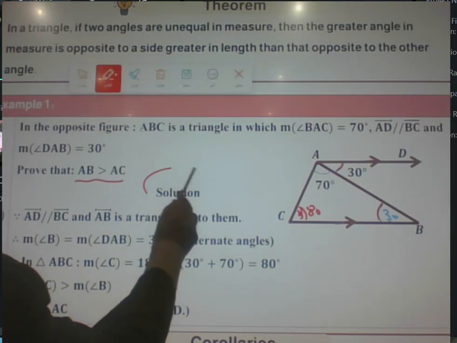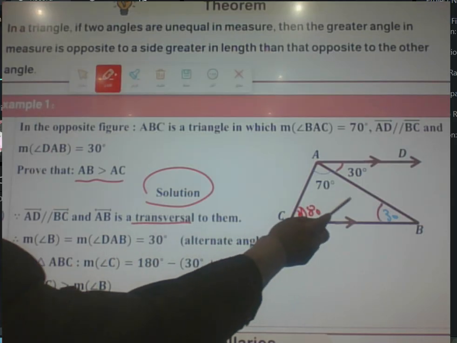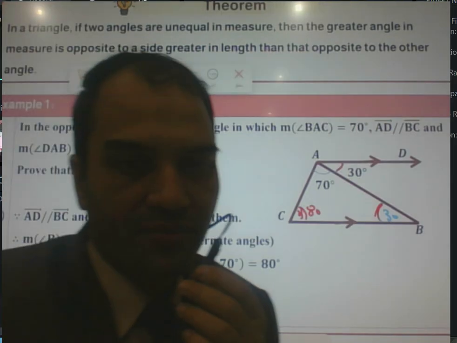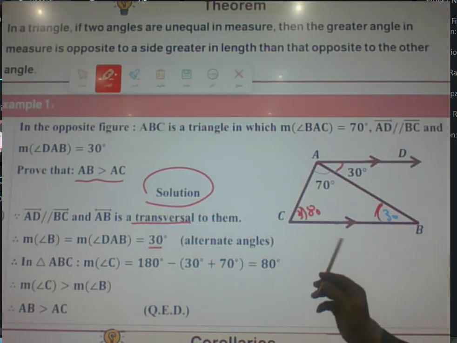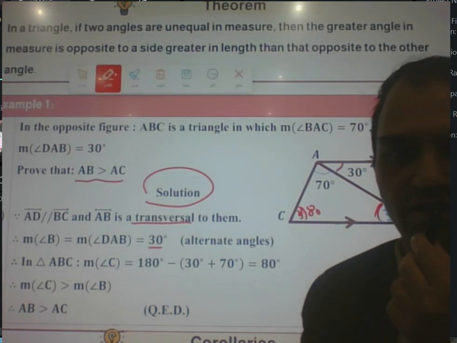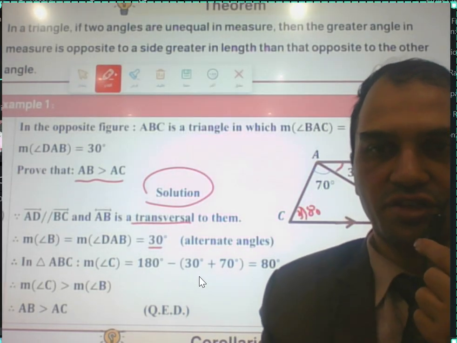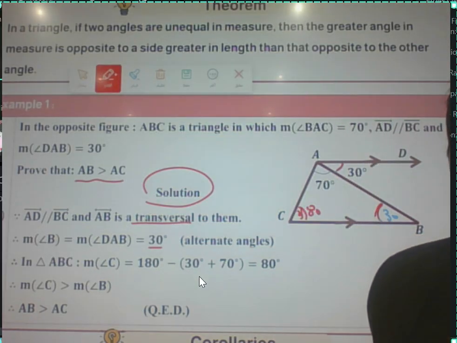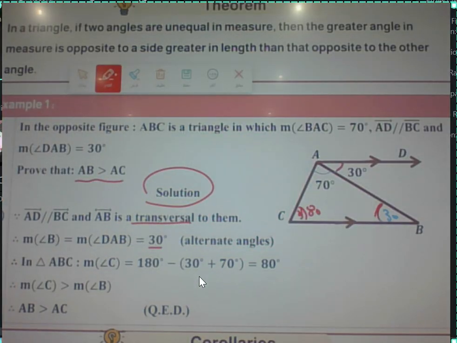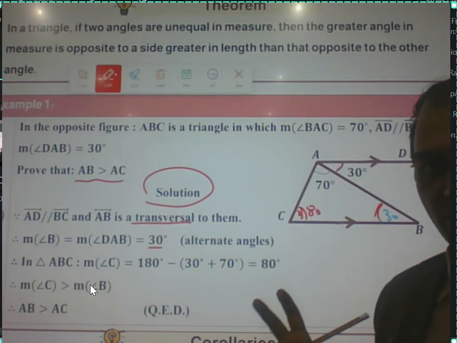The solution here: ED is parallel to BC and AB is a transversal to them. The measure of angle B equals the measure of angle DAB, which equals 30 degrees. We call it alternating angles. Also, we can find the measure of the interior angle in this triangle. The sum of interior angles equals 180. Then in triangle ABC, the measure of angle C equals 100 subtract the sum of 30 plus 70, which equals 80 degrees. Also the measure of angle C is greater than the measure of angle B because angle C equals 80 degrees. Then AB is greater than EC because we have different angles in the triangle.